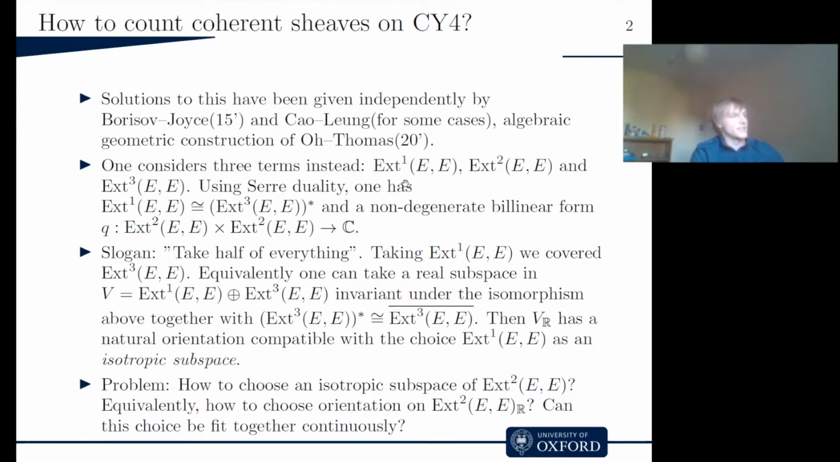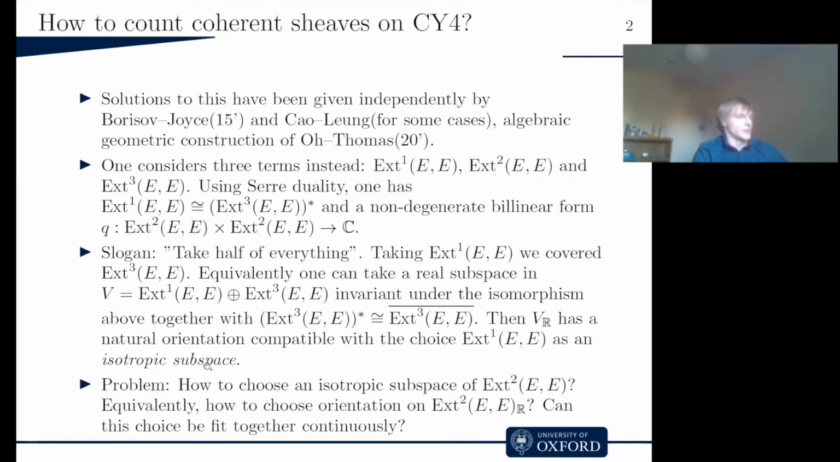So the idea is that in Calabi-Yau fourfolds, unlike in the Calabi-Yau 3 or Calabi-Yau 2 case, we now have three terms that we need to take care of, which is the Ext1, Ext2, and Ext3 groups. And using Serre duality, we have duality on the first and the third group, and the second Ext group has a non-degenerate bilinear form on it. Now, the slogan for constructing these virtual fundamental classes, which are used to count these coherent sheaves, is to take half of everything. So once you take Ext1, you have covered Ext3 by the duality.